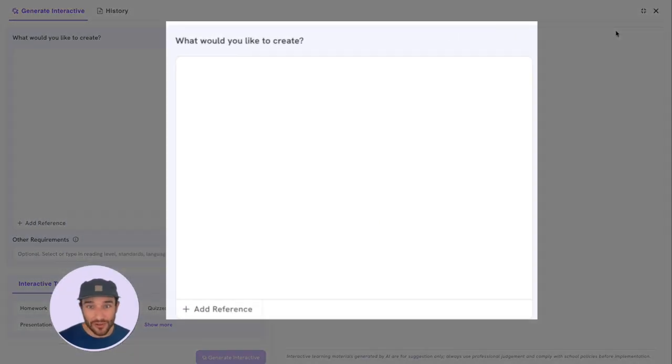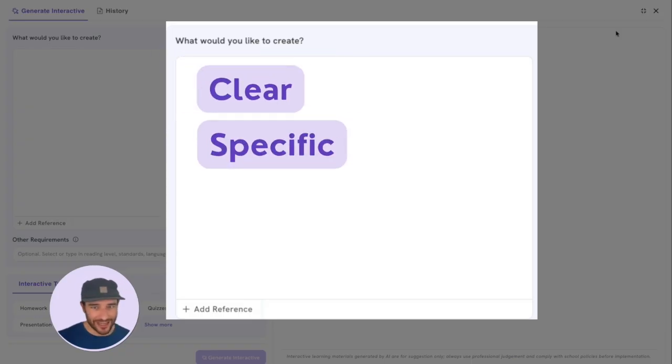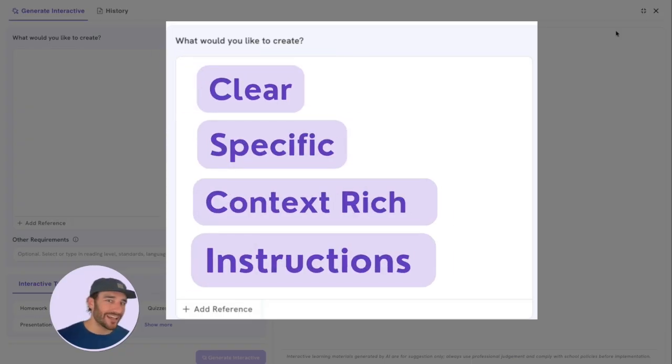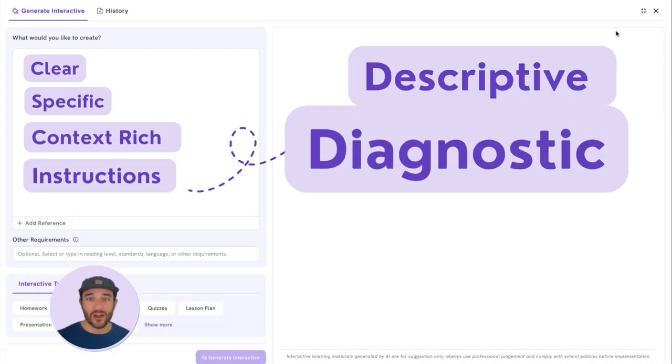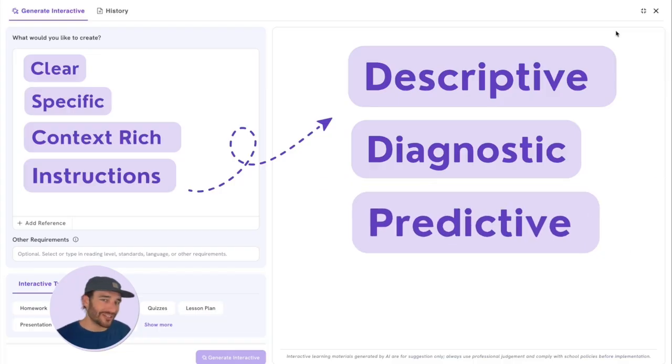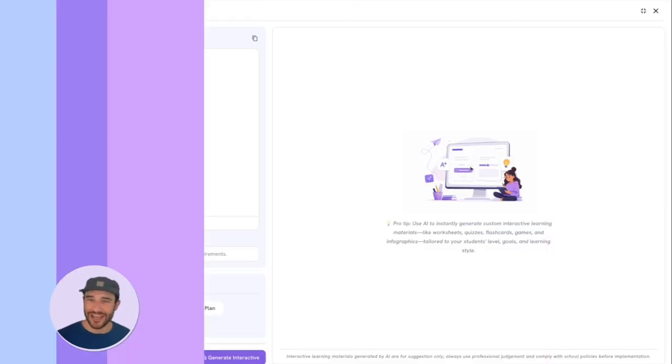And generally, when we approach any prompt, we always want to write clear, specific, and context-rich instructions. And when we're leveraging these tools for data analysis, we may also want to specify whether we want the AI to describe, diagnose, predict, or suggest solutions. So let's look at some general strategies that we can apply to produce useful data analytics.